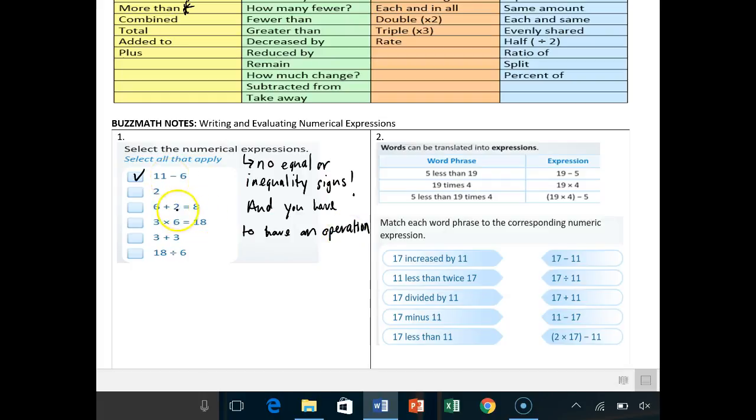6 plus 2, no, because it's got an equal sign. 3 times 6, no, because it's got an equal sign. 3 plus 3, yes. 18 divided by 6, yes, because those had operations and did not have equal signs. All right, so I would pause that right now and go on to do the Buzz Math number 1, and then play the video and do number 2.